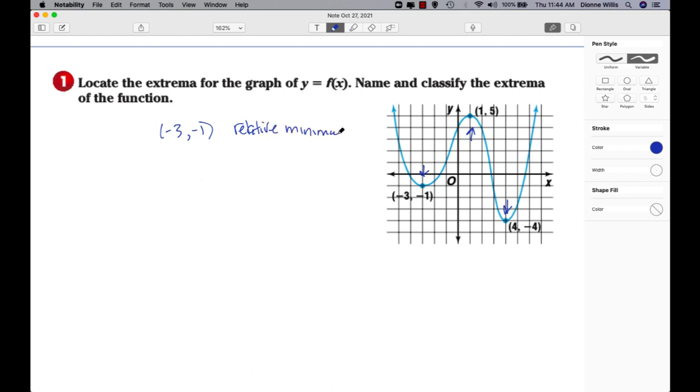Right? We know it's a critical point because we have to use a horizontal line for the tangent line to that point. And over here, we have a relative maximum with 1, 5. And then we have another relative minimum here with 4, negative 4. I'll write it as a relative min. All right.